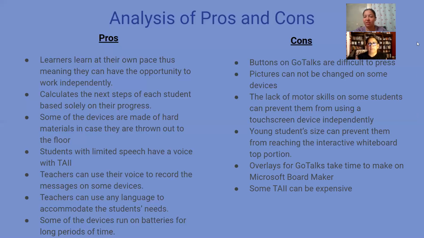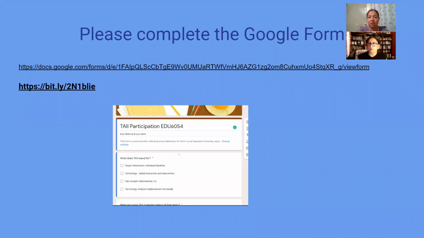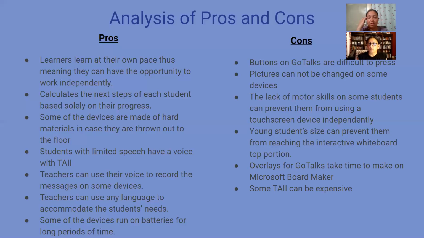And also, they can be expensive. They range from 700 to the thousands. It can be up to 4,000. It depends on what kind of technology you want to own, or the parents want to own, for the student. It depends on their individual needs. The talk to text is a little more expensive. I believe the cheaper one would be the GoTalk.